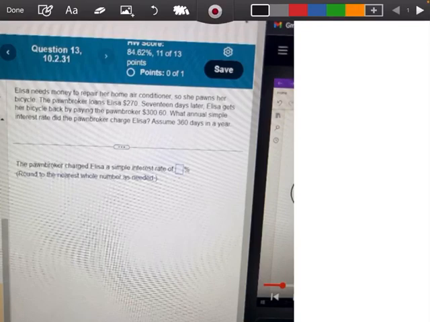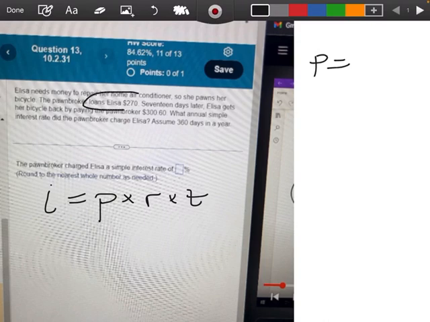Okay, so y'all, what we're going to do here, we're going to use the simple interest formula, which is I equals P times R times T, okay? And we're going to see if we can find out some of these pieces of information. So first thing, P, the amount of money that Elisa borrowed. So look what it says, that they loaned her $270. So that's the principal, right? That's the amount of money that they gave her.